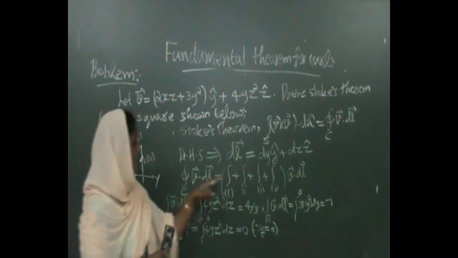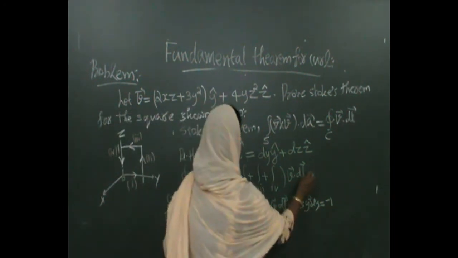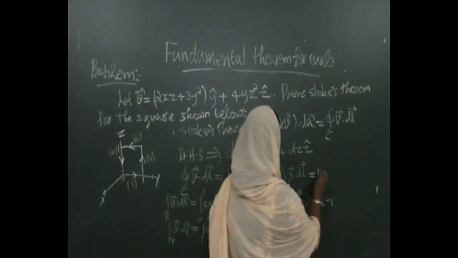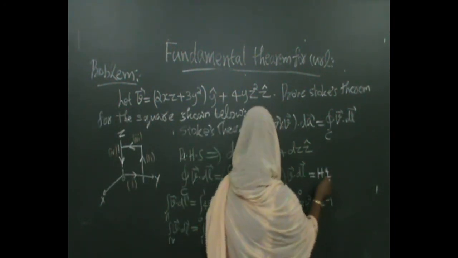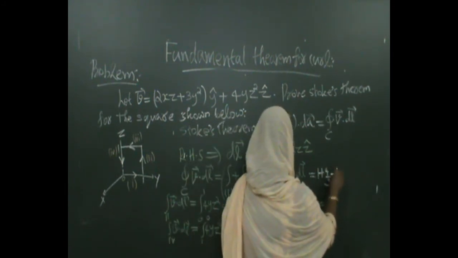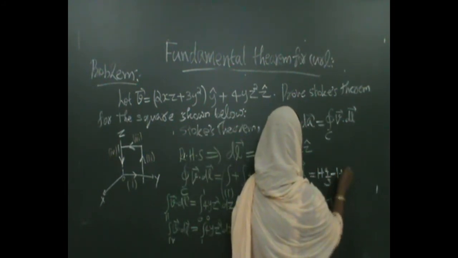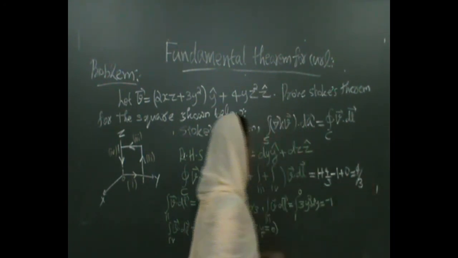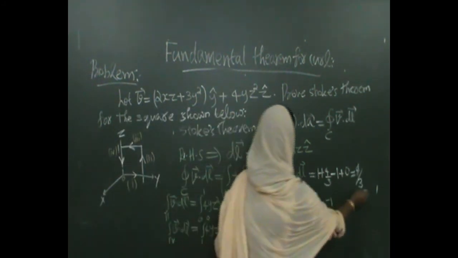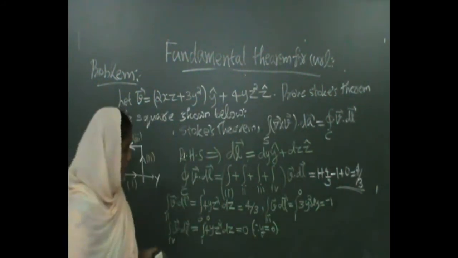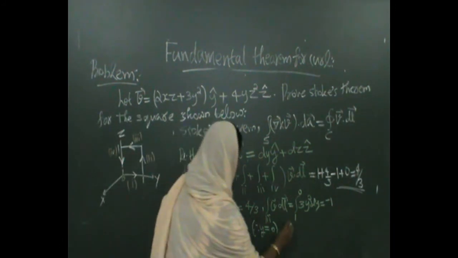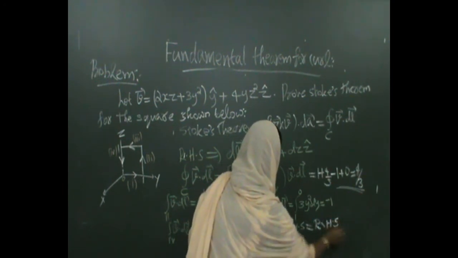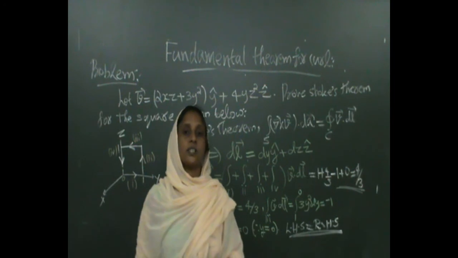So, what is the result of this integral? Initially you have 1 plus 4 by 3 minus 1 plus 0. So you get here 4 by 3. This is the result. That means, hence we prove LHS equal to RHS. Stokes theorem is proved.